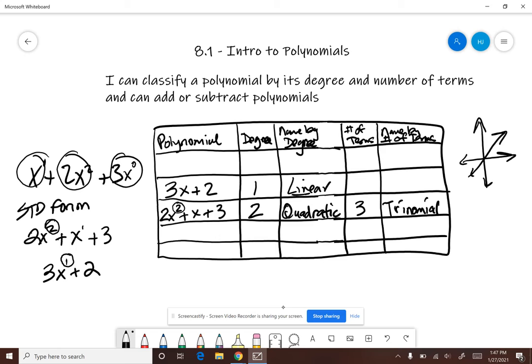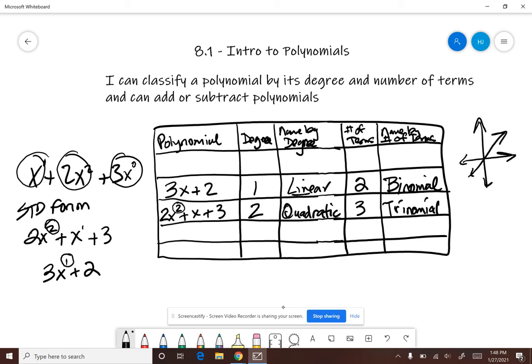Well, let's think about this with this one. How many terms does this one have? Well, it has only 2 terms, okay? So this one, in fact, would have 2 terms, which, again, how many wheels are on a bicycle? Well, a bicycle has 2 wheels. So it is a binomial, okay? So again, if I were describing 3x plus 2, I could say that it is a linear binomial. If I'm describing 2x squared plus x plus 3, I could say that it is a quadratic trinomial. Okay, so you kind of get the idea.